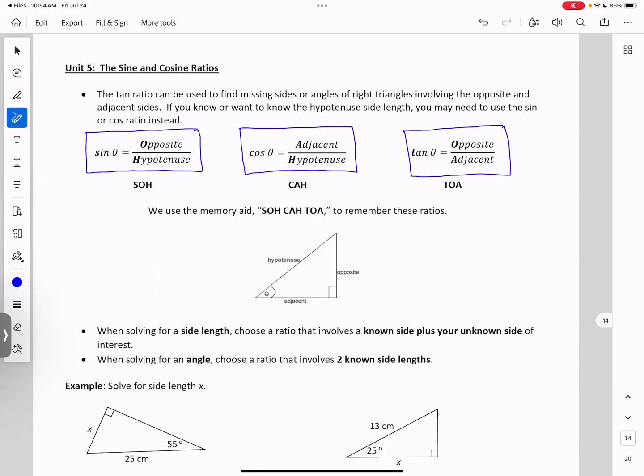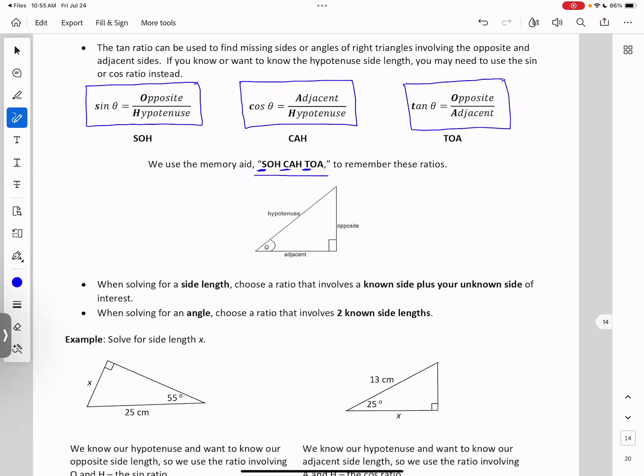And to remember these, you can think of this memory aid tool, SOHCAHTOA. So sine is opposite over hypotenuse, OH. Cosine is adjacent over hypotenuse, AH. And tan is opposite over adjacent, OA.